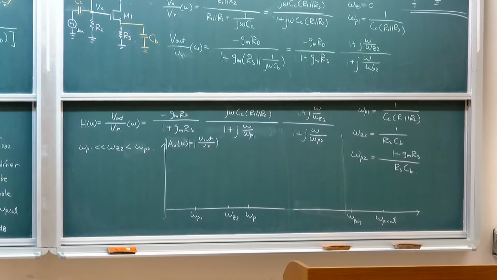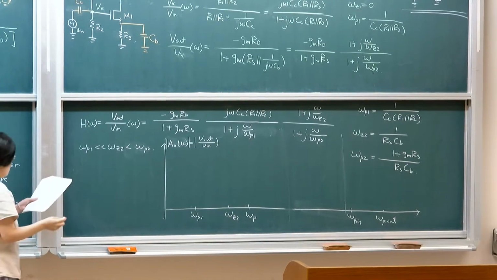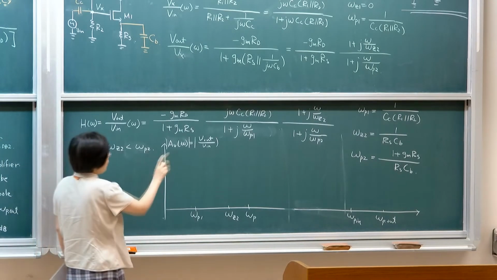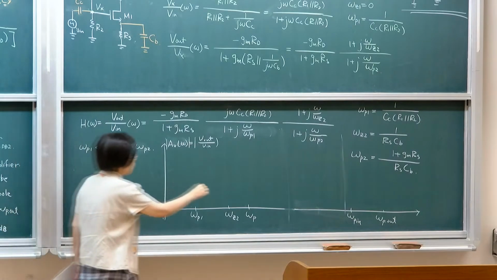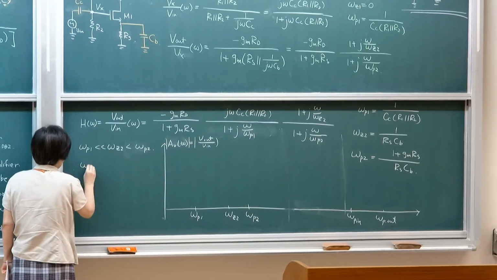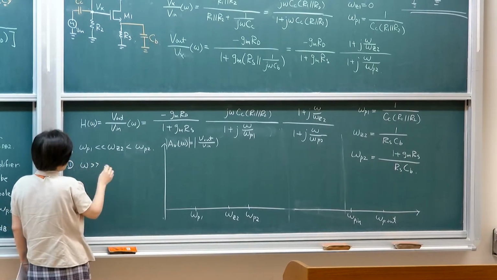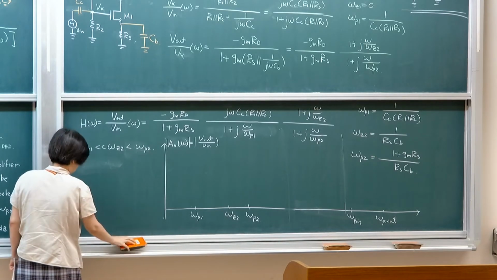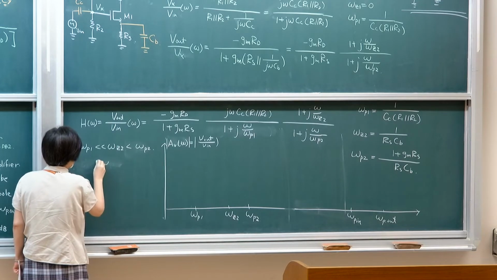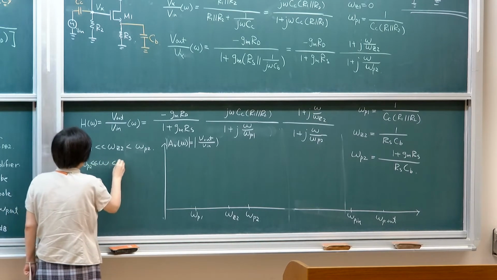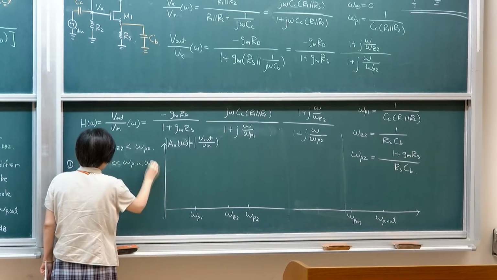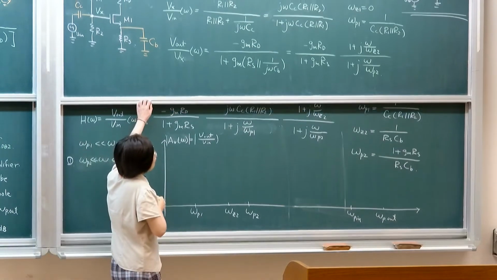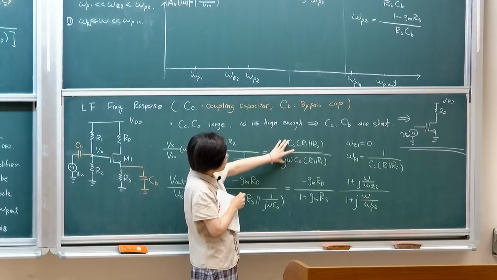So we know that when your frequency is fairly high, let me first find out the high frequency regime, when omega is much, much larger than omega p2, but still smaller than this parasitic component, let me just say omega p1. So at very high frequency, what happened is that this is a high pass filter, so this term will simply be 1.